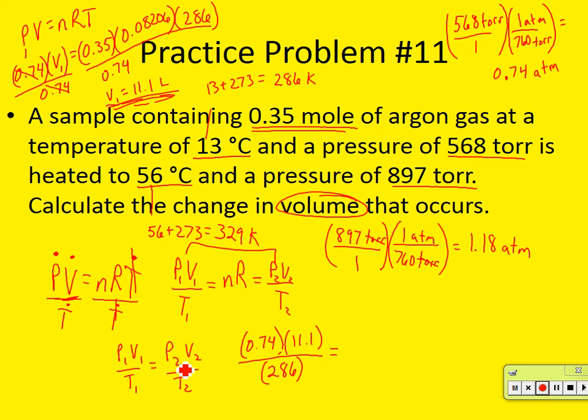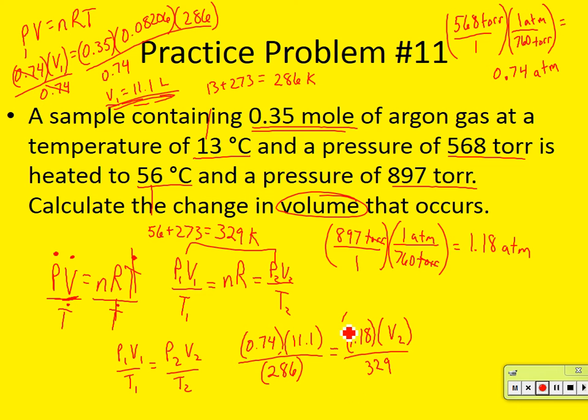What's pressure final? Yeah, that's what we solved for here, 1.18. Okay, now we need volume final. Do we know it? Nope, so I'm going to keep it as V2 and divide it by temperature final. What did the temperature get to? 329 Kelvin. Okay. All right, so there's our equation with one unknown.